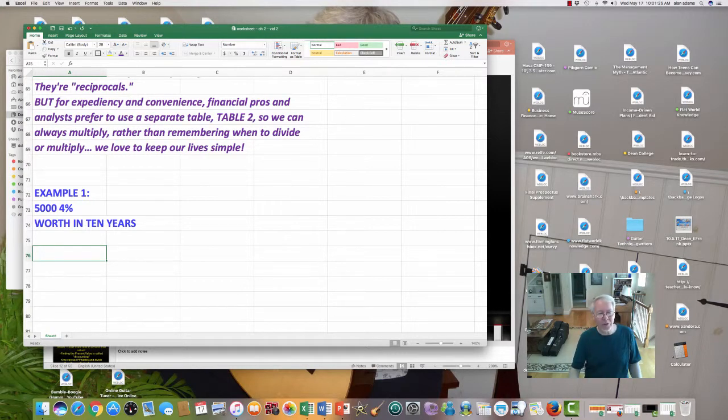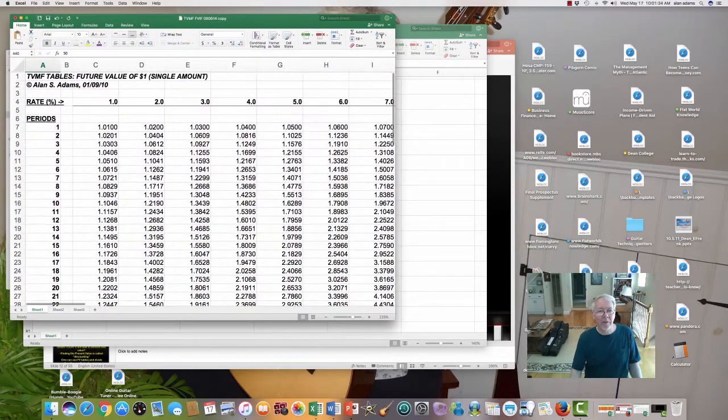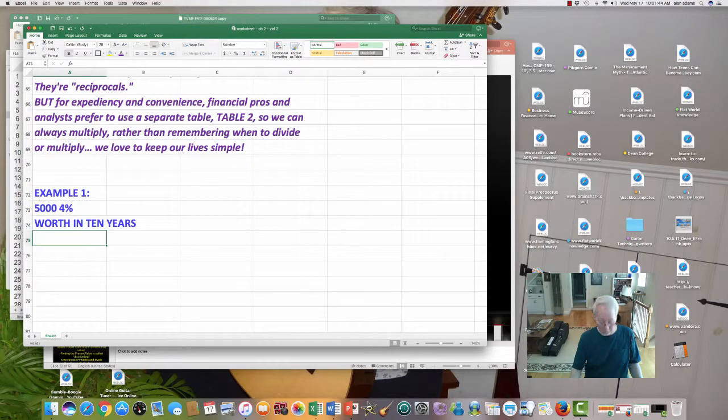No, what I'm going to do instead is go over to table number 1. 4%, 10 years. There it is. Open up the table. 4%, 10 years. My number appears to be 1.4802. Okay? 1.4802.